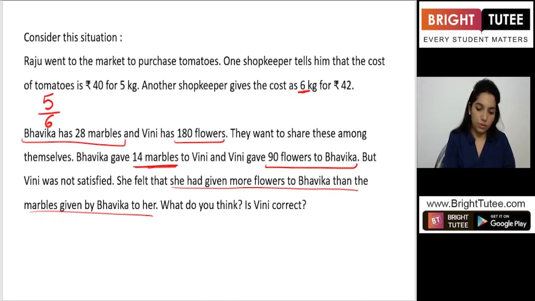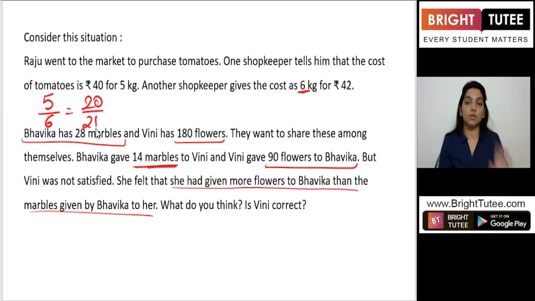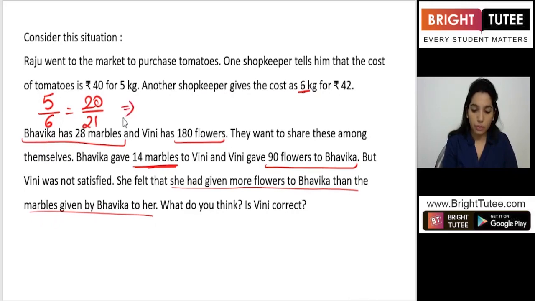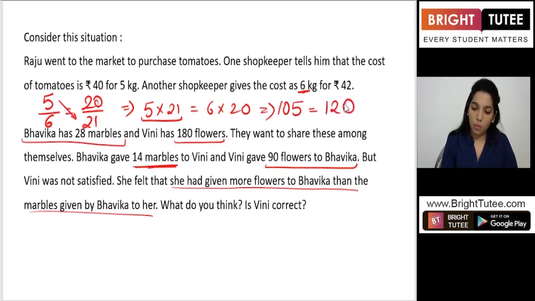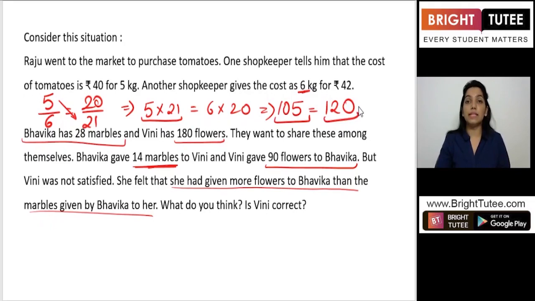So let us write it here. It's 20 over 21. Clearly, these particular ratios we cannot simplify further. So we are going to cross multiply them. We are going to do 5 times 21 and 6 times 20. So what do we see? 5 times 21 is 105, and 6 times 20 is 120. We see that the ratios are not equal, so they are not in proportion.